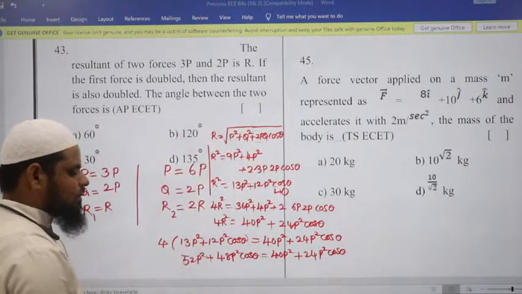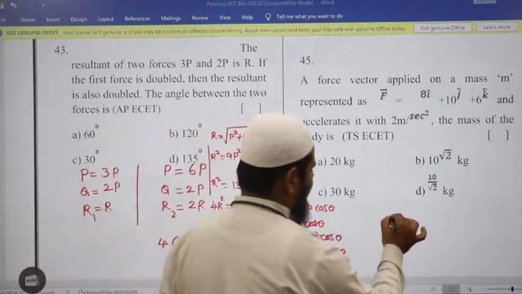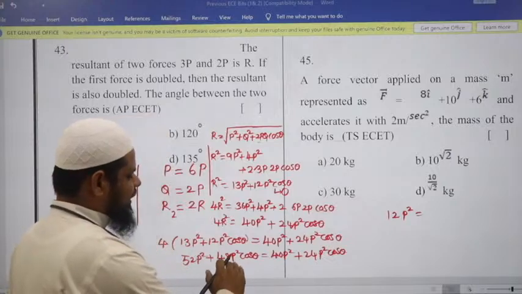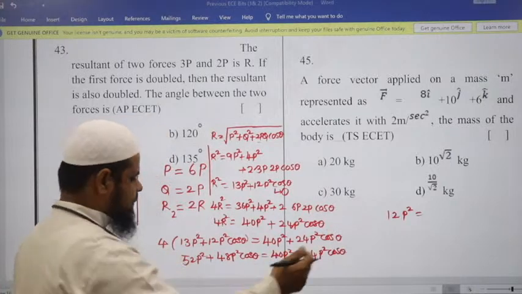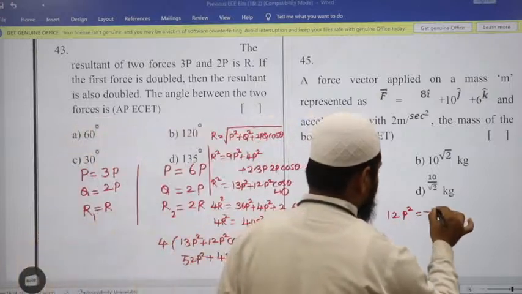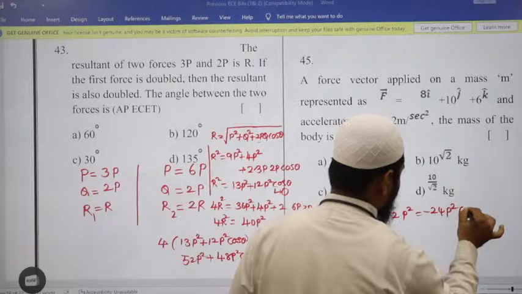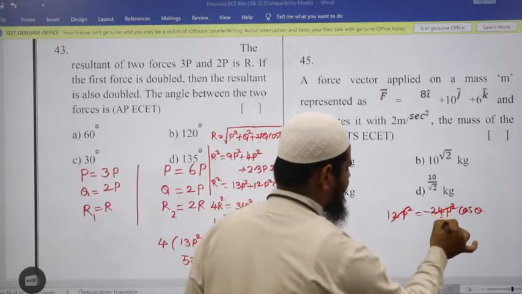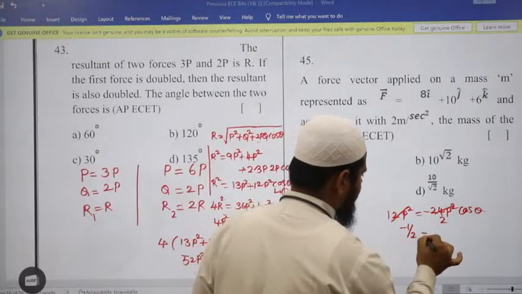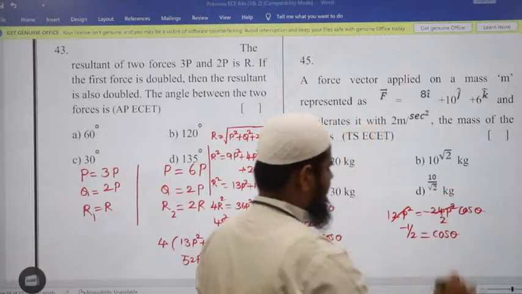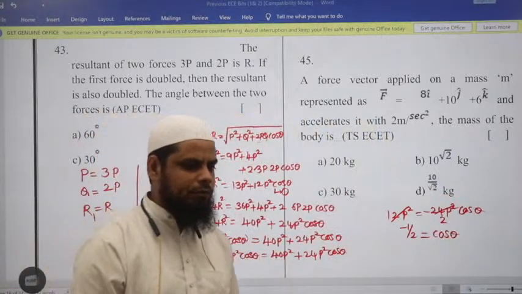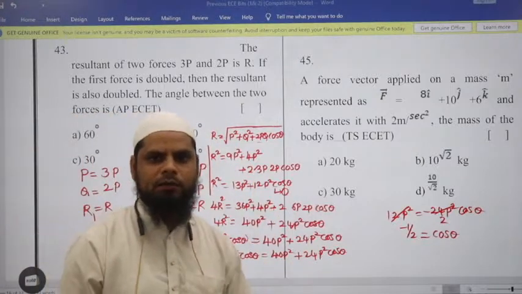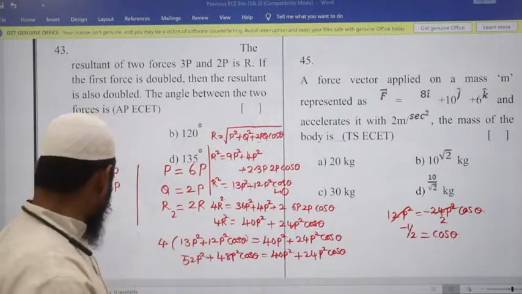So taking P square on one side, you will get 12P square is equal to, taking this 48P square to the RHS, minus 24P square cos theta. Now 12P square, if you cancel it, you will get 1 by 2 term, nothing but cos theta. Cos theta is equal to minus 1 by 2. So you can get the angle like 120. B option we can put on. Is that clear?